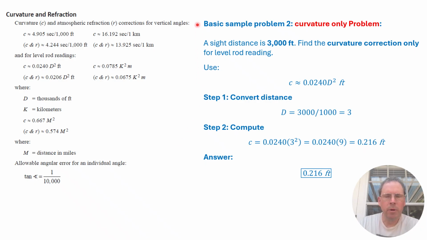And another basic problem just using curvature only. Let's say a sight distance is 3,000 feet. Find the curvature correction only for the level rod reading. So I went ahead and pulled the other equation here for the curvature, and once again convert the distance into thousands of feet. I divide the 3,000 by 1,000, get 3, and then plug it right into the equation, and we're going to get 0.0216 feet.